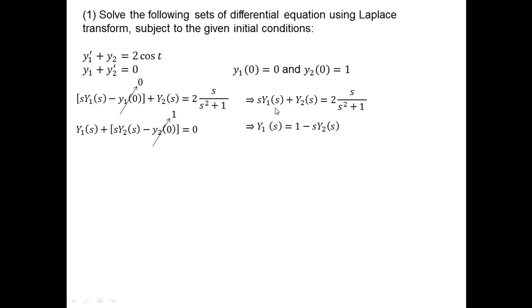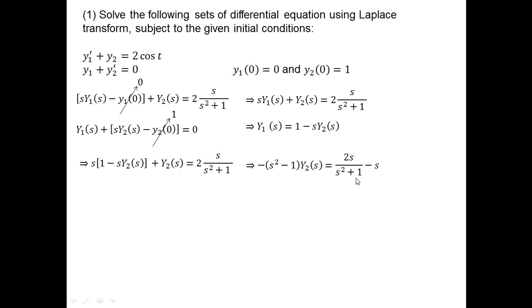So to solve these two algebraic equations, first I just substitute the value of Y1(s) in terms of Y2(s) in the first relation. By substituting that one, I have s multiplied by (1 minus s Y2(s)) plus Y2(s) equal to 2s over s squared plus 1. If I rearrange the relation based on Y2(s), I have (minus s squared minus 1) Y2(s) equal to 2s over s squared plus 1 minus s.